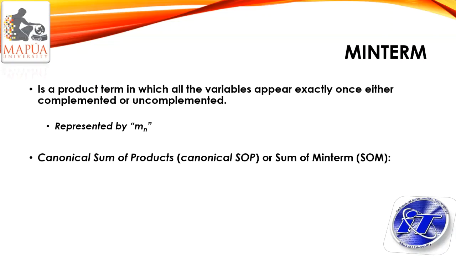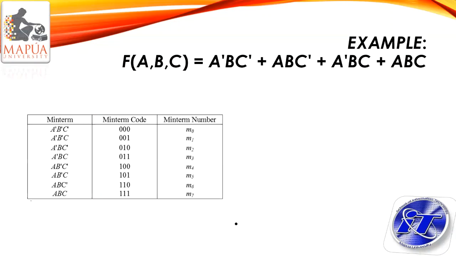We call the canonical form using min term canonical sum of product, or canonical SOP, or sum of min term, SOM. So let's discuss how we convert a product term to a min term, and how to differentiate one min term from another. Let's have this example: A' B C' plus A B C' plus A' B C plus A B C. We're going to convert this equation to its canonical form, which is SOM.